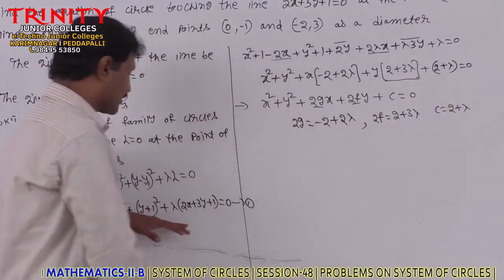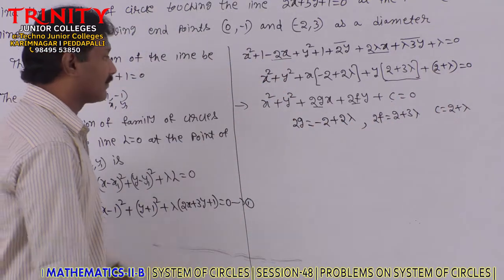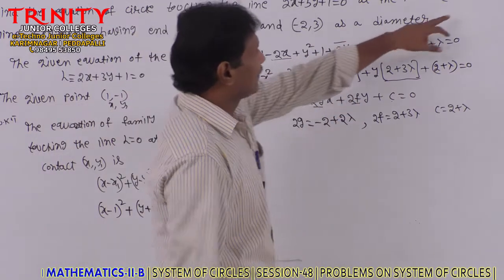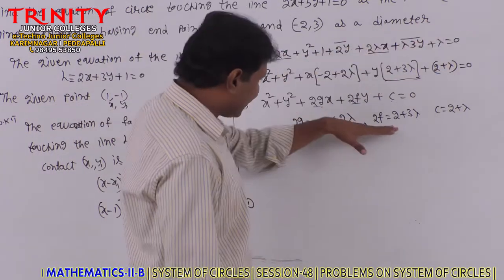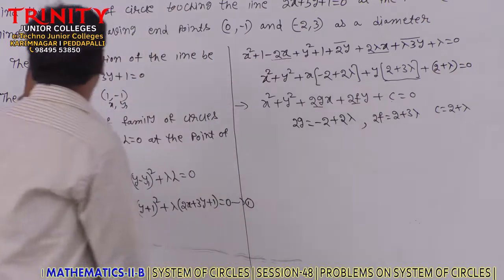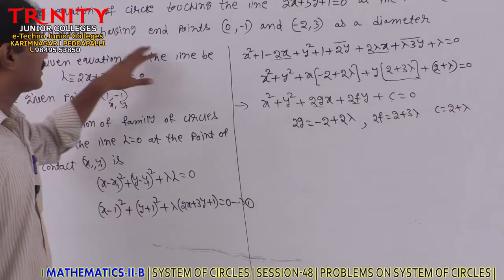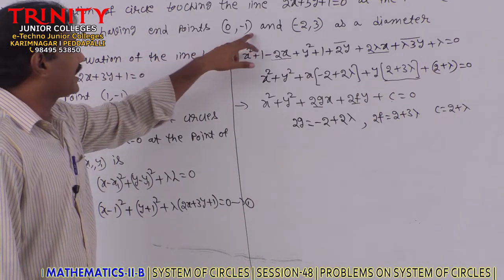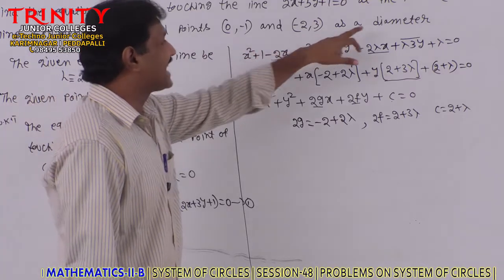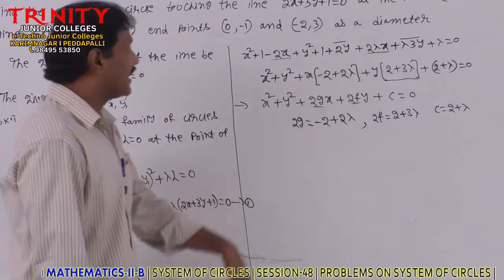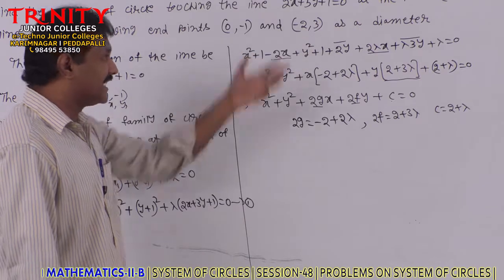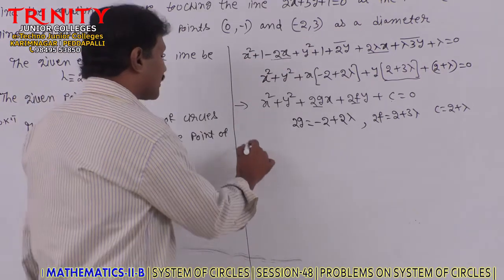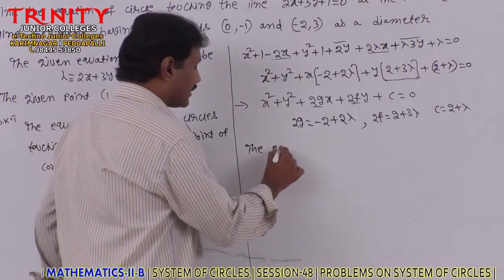This is the equation of circle 1. Here is another circle, circle 2. This circle is orthogonal to the circle having the line segment with endpoints (0, -1) and (-2, 3) as a diameter. Indirectly, the endpoints of the diameter are given. Therefore, we need the equation of the second circle.